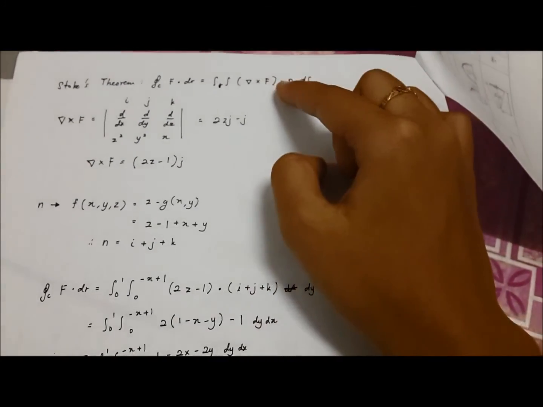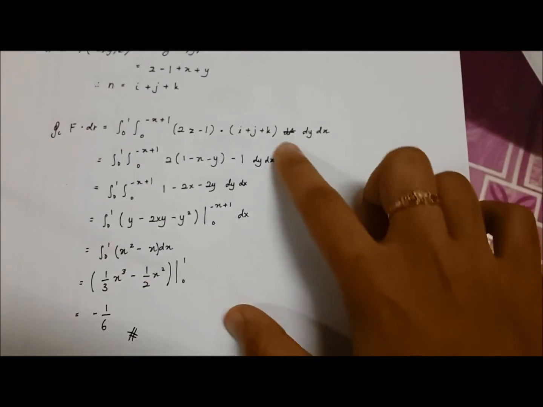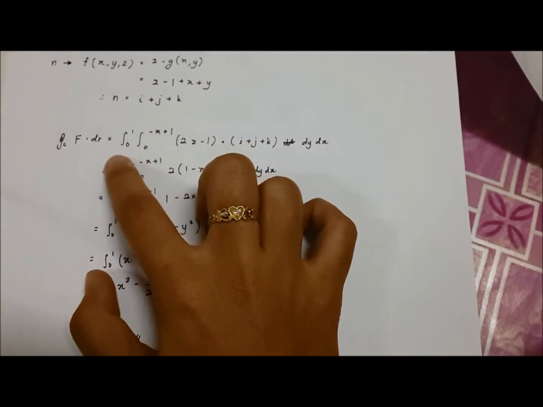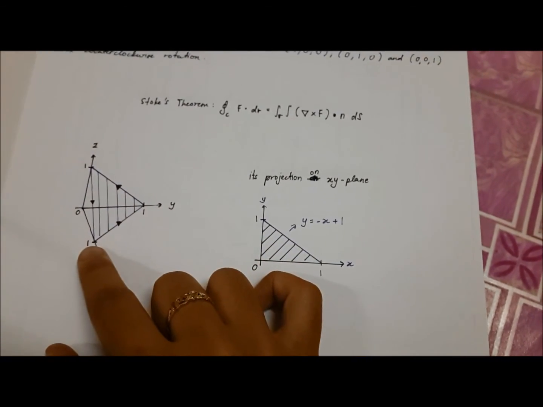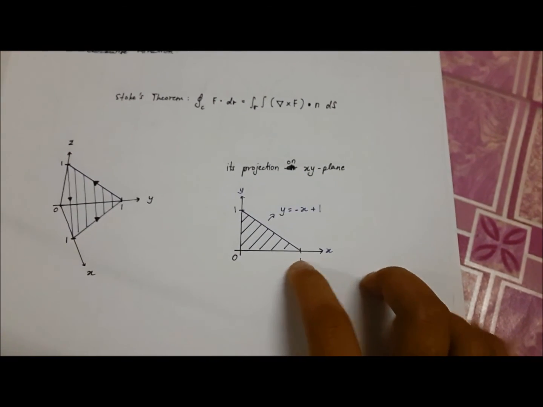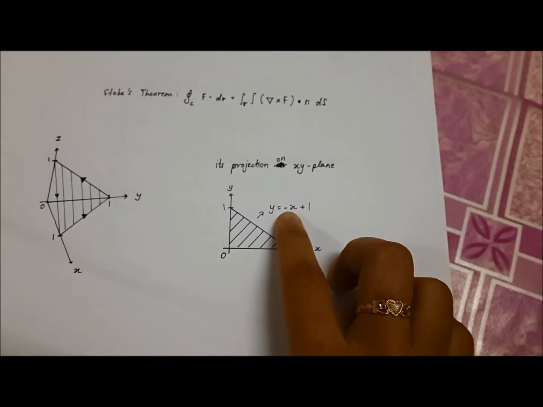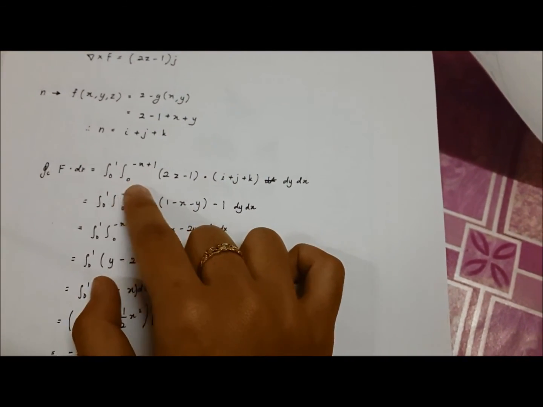After we found both, we substitute them in the equation. So we substitute all the unknowns we have. The limits we found are from 1 to 0 for x, and the second one is from minus x plus 1 to 0 for y, which is why the limitation is different.